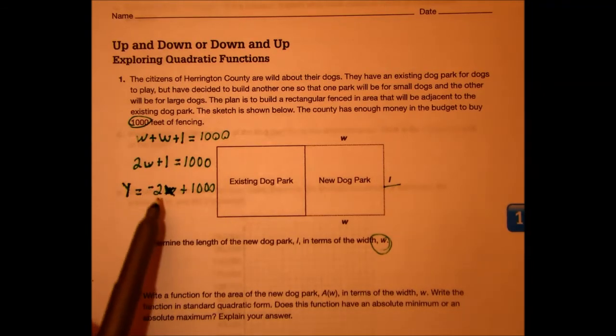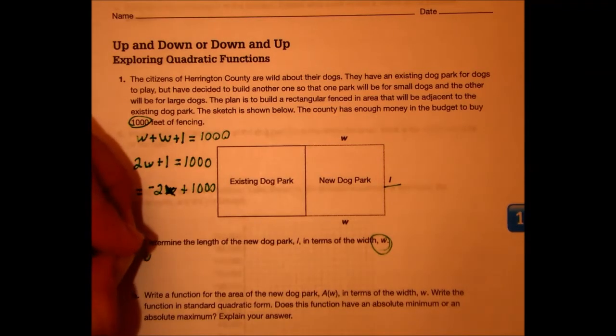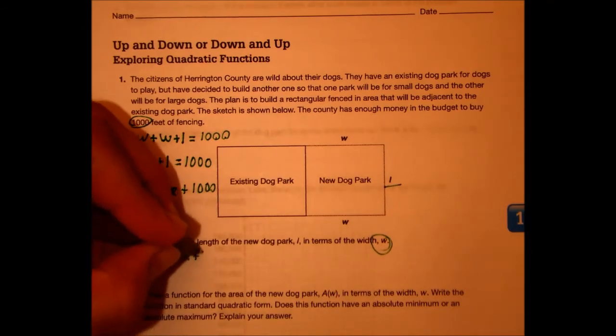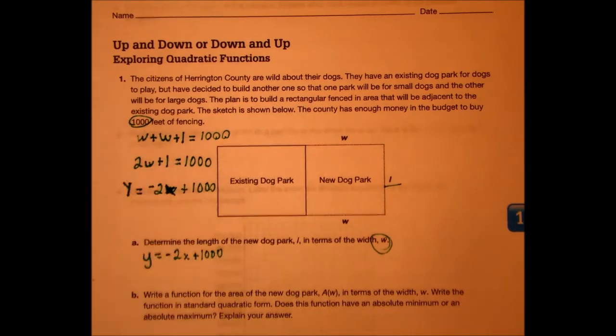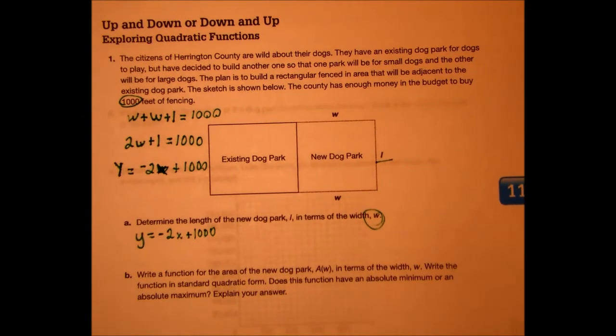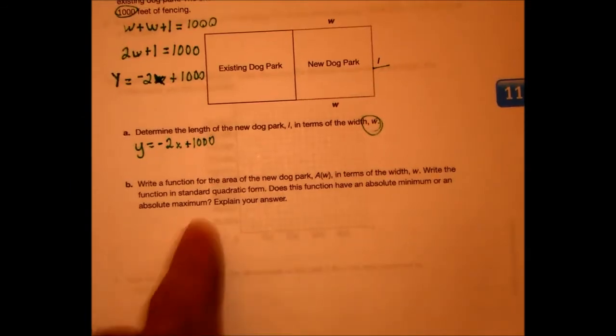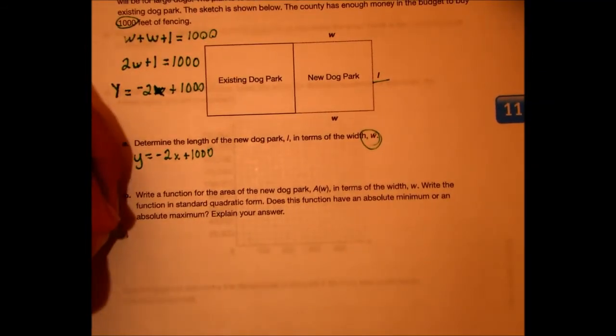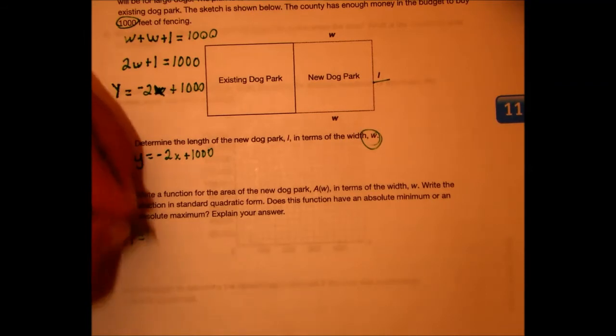These would help me with my x-intercept, which is an interesting concept. Okay, so we know that y is equal to negative 2x plus 1,000. All right, so we have one of our equations. The next one is write a function for the area. Now, this is where you are required to remember some other things. Area is equal to length times width.